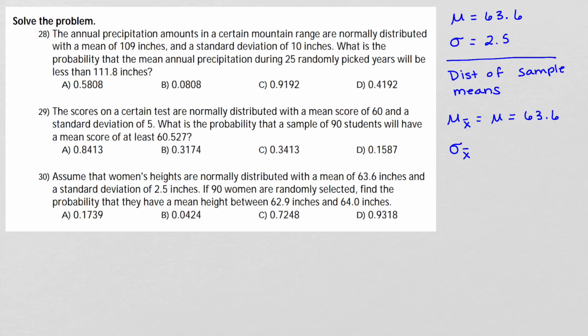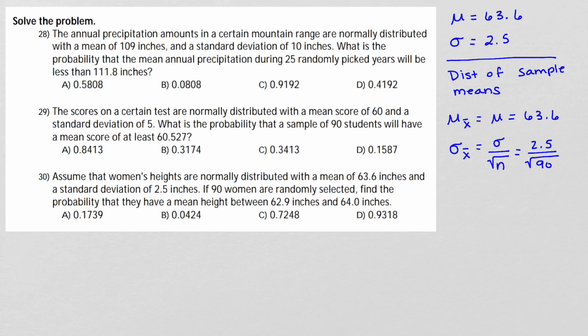Standard deviation is going to be smaller than it was for the original distribution. Let me put in the formula there. This is sigma divided by the square root of the sample size. So that's 2.5 divided by the square root of 90.